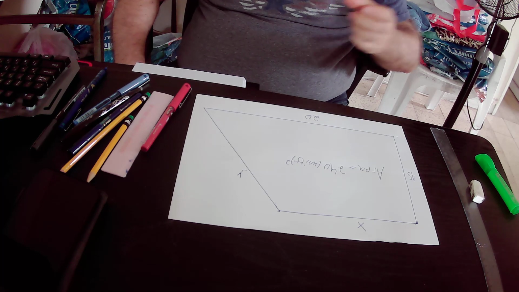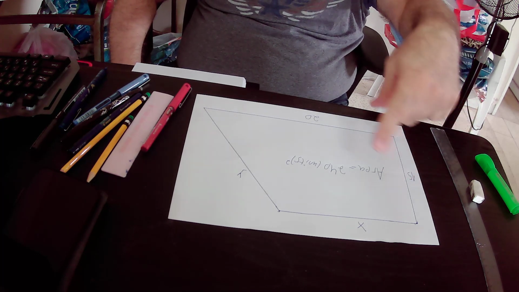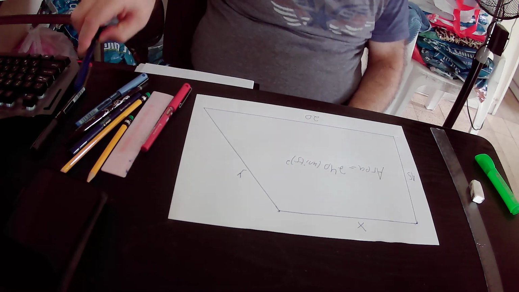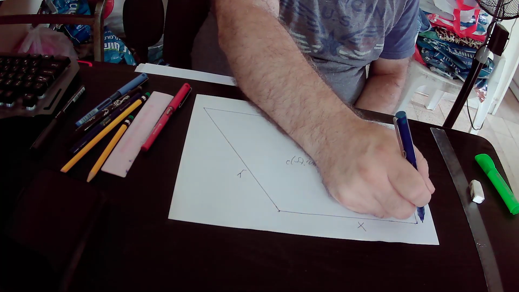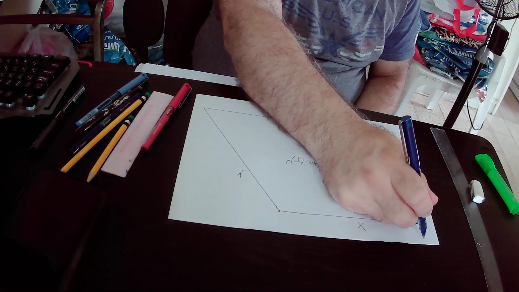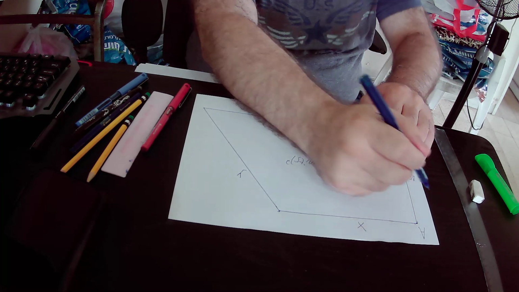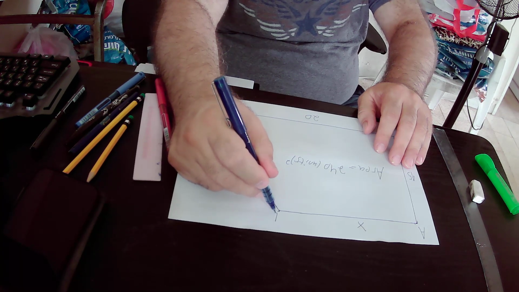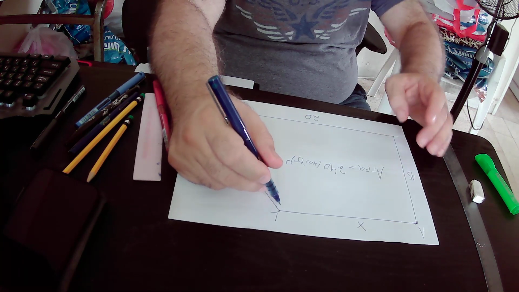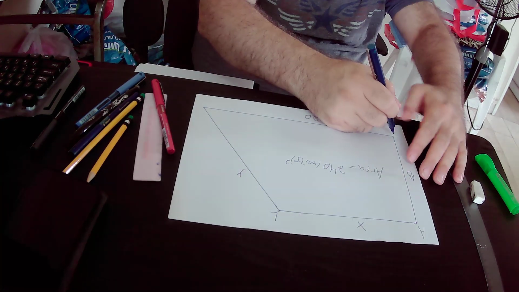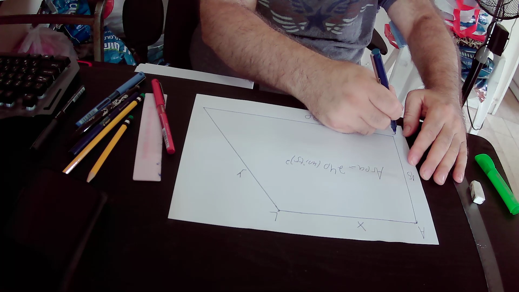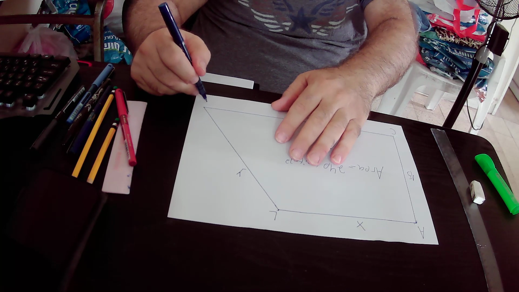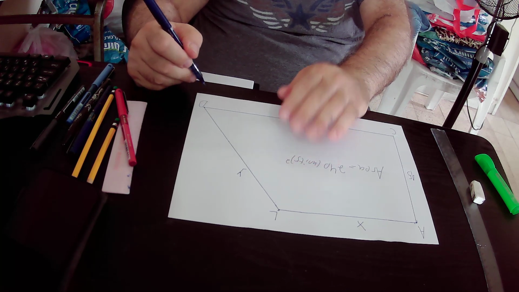First of all, we will give names to the vertices of this white shape. We will define this vertex as A, this vertex will be defined as L, this vertex will be defined as C, and this vertex will be defined as D. Okay?